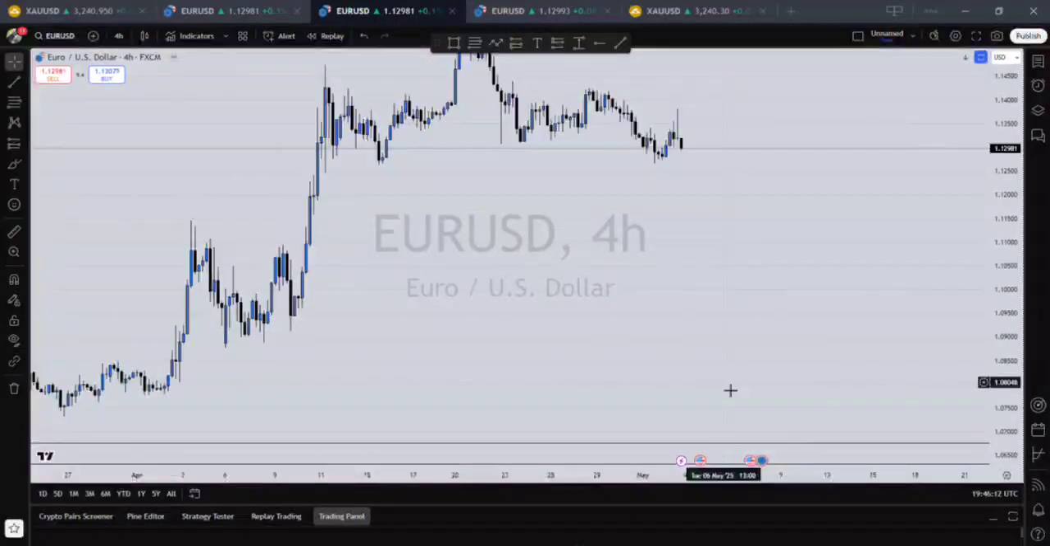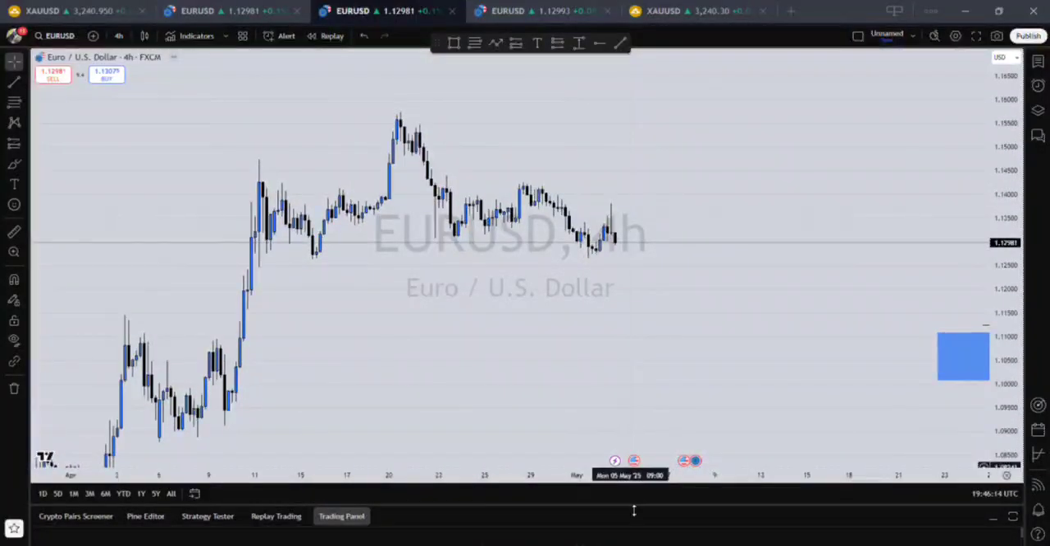On Wednesday, we'll talk about what I use the fair value gap for, and the inversion fair value gap. I'll also talk about that in our next class.